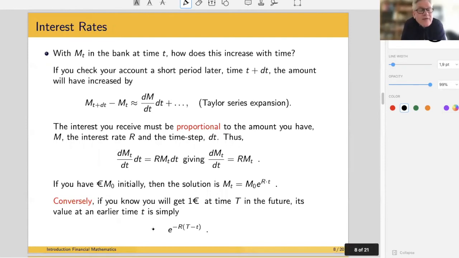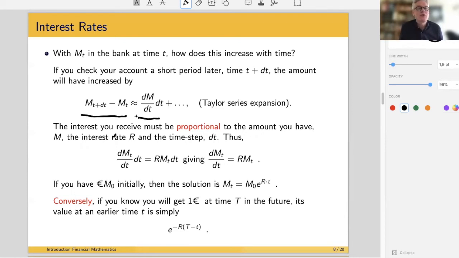Suppose we have M(t) on a bank account at time t, and we would like to know how much this increases with time. Let's check our bank account a short period of time later, say at t plus dt. Then the amount will have increased: the value of the money M(t + dt) minus M(t) is approximately equal to dM/dt times dt.